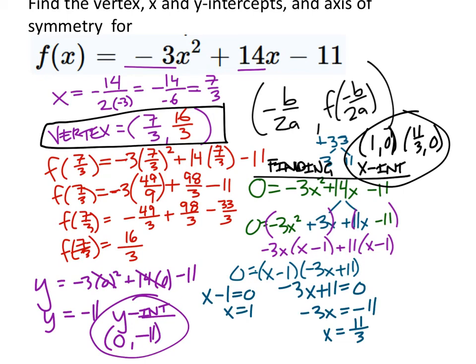Finally, the axis of symmetry. After we find the vertex, that's the easiest part, I suppose. Axis of symmetry, of course, is always x equals, and then we're just looking at the h value in the vertex, which is 7/3. Axis of symmetry, done.